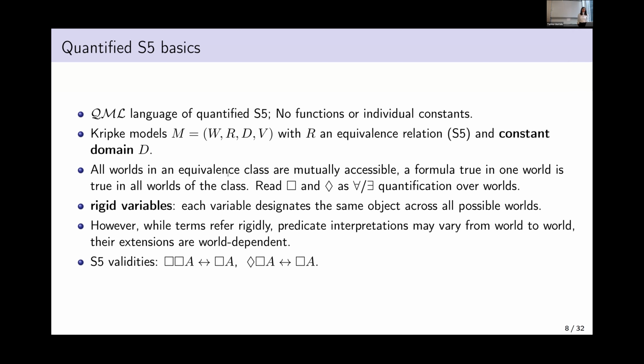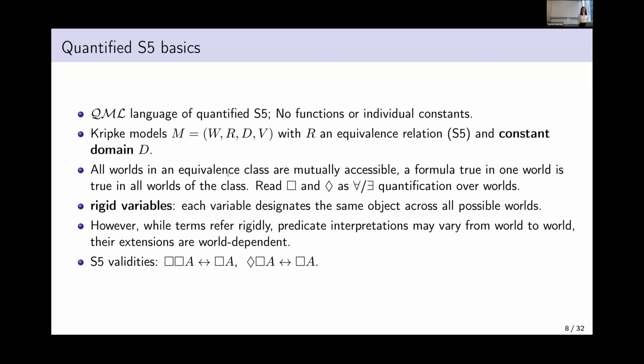A Kripke model is a tuple of worlds, relation, domain, and valuation, where the relation is an equivalence relation, and we focus on constant domain D, because the tool we are using works only for constant domain. So all worlds are in an equivalence class, mutually accessible. A formula true in one world is true in all worlds in the class. So the box and diamond correspond to universal and existential quantifiers over worlds. We have rigid variables, so each variable designates the same object across all possible worlds.